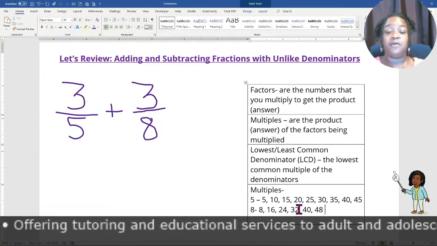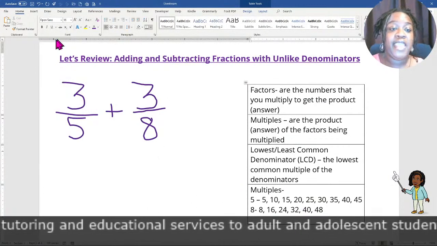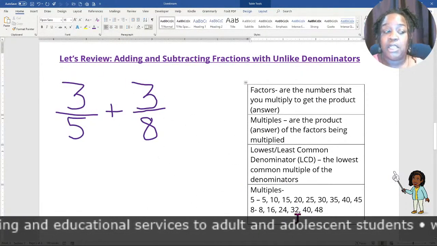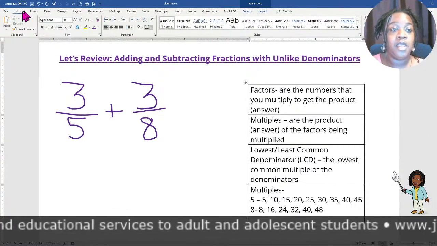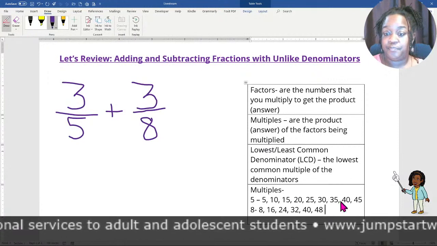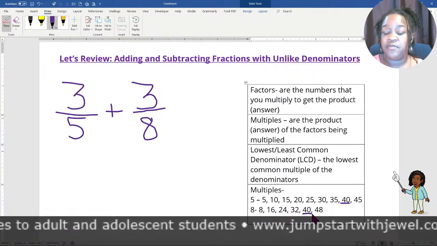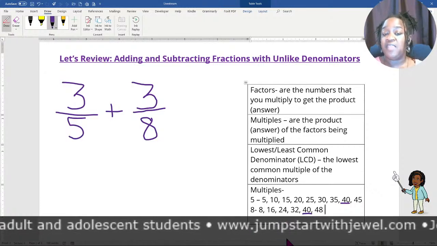So far we've got the multiples of 5 and we've got the multiples of 8. So what we have discovered is that the lowest common multiple of these numbers is 40. There's 40 there for the 5s, the facts, and then there's 40 for the 8s.